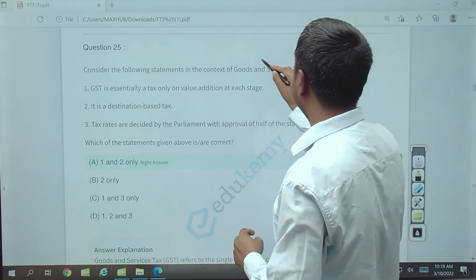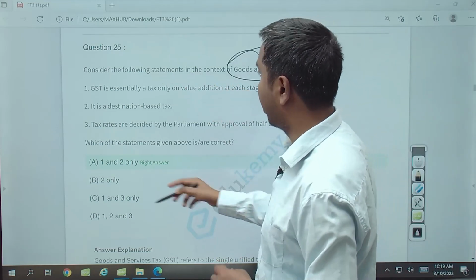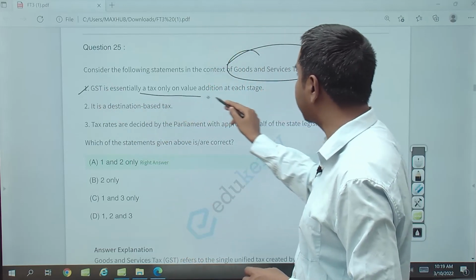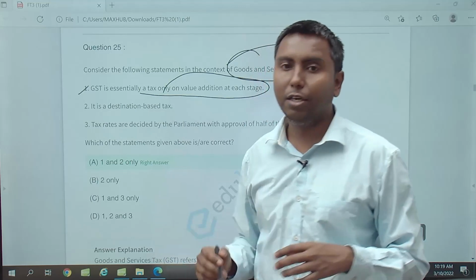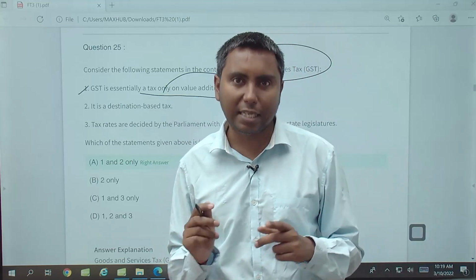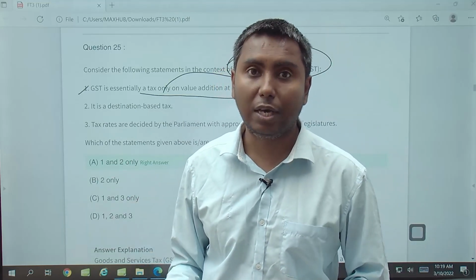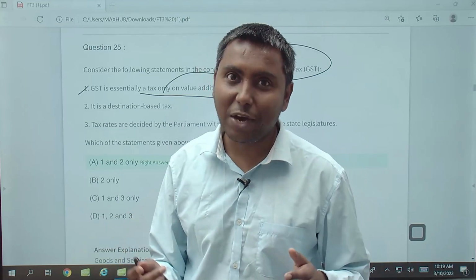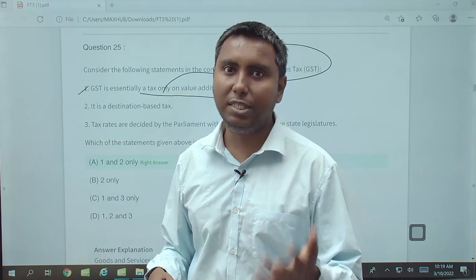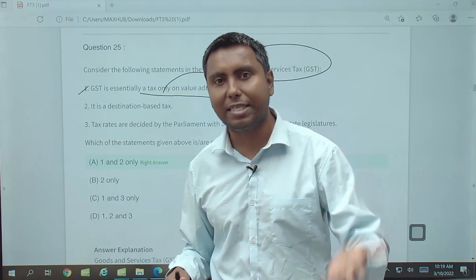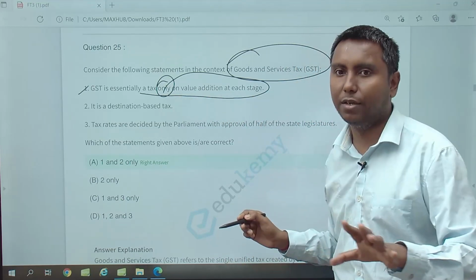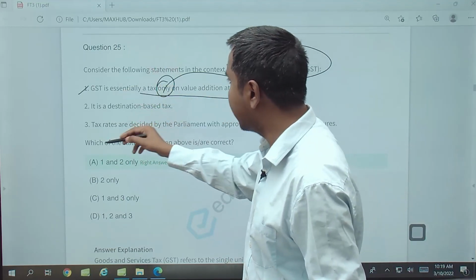Consider the following statements in context of GST. Okay, statement number 1, first, let's see. GST is essentially a tax on value addition at each stage. Now it is right. Okay, you know that GST is not a tax on tax. In fact, this was one of the reasons to bring GST, that GST will stop the cascading effect. It will be a tax only on value addition. Okay, so 1 is correct.